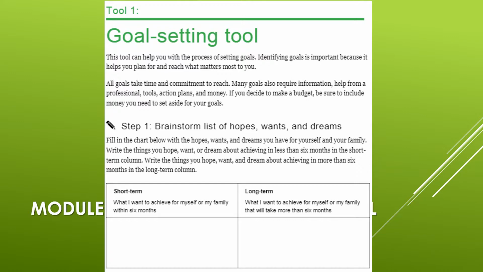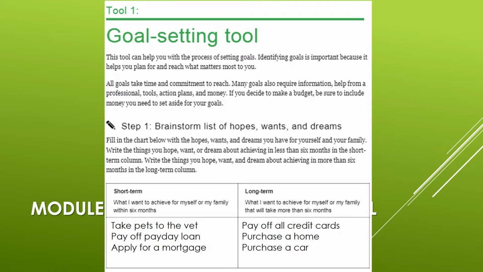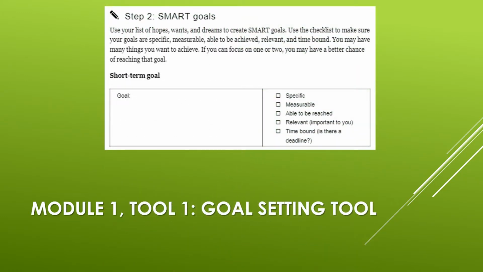In my example, this consumer has listed quite a few goals, including paying off credit cards, buying a car, and applying for a mortgage. The chart splits goals between short-term, achievable in 6 months or less, and long-term, achievable in more than 6 months. Step 2 asks your consumer to pick 1 or 2 goals from step 1 and to workshop it until it is SMART. There is no difference in breaking down long and short-term goals, so I'm only going to talk about one example here. My example consumer has decided to work on her pet problems first.